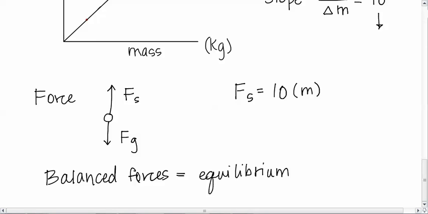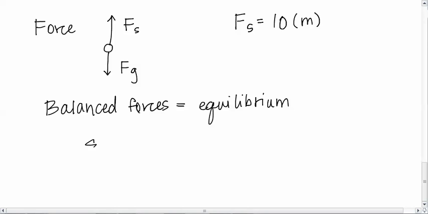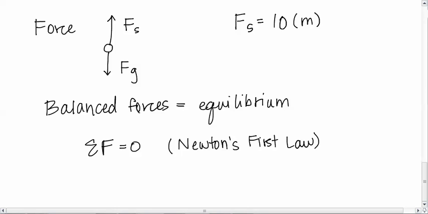That means that the sum of the forces is 0. That is Newton's first law of motion. Now let's get back to what this means. So that means that when I sum up that spring force that was up, so I'll have up be positive, plus, but the gravitational force was down, so I'll make it negative, that should be equal to 0.